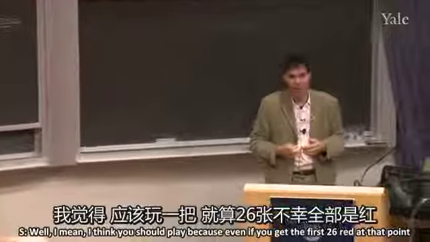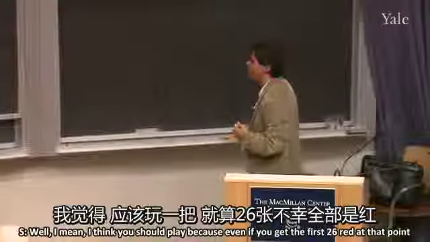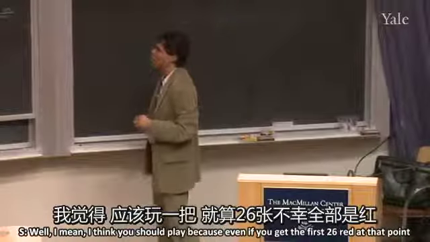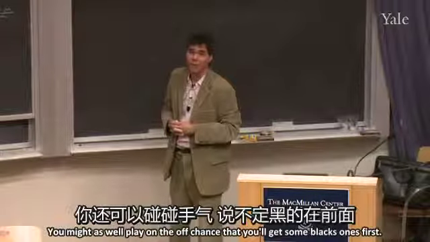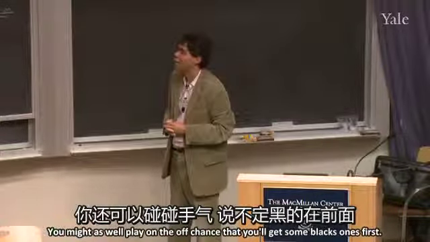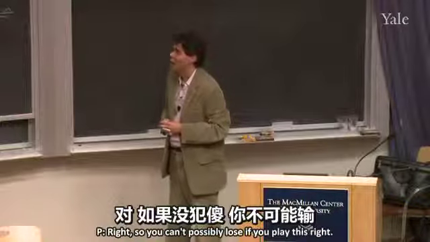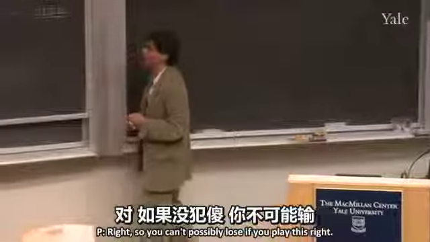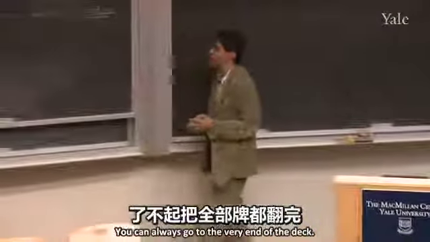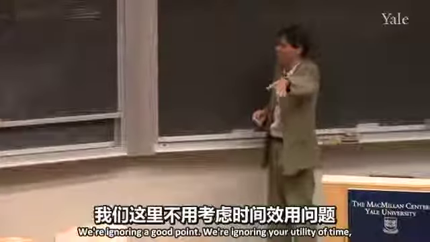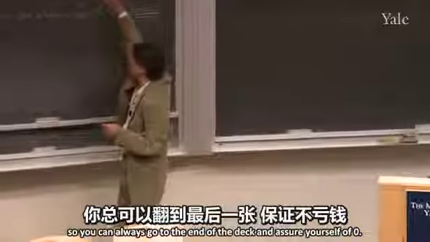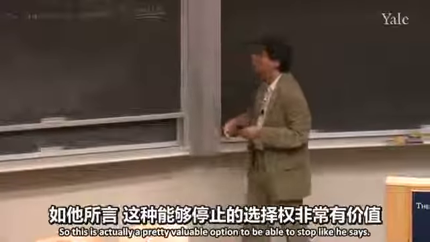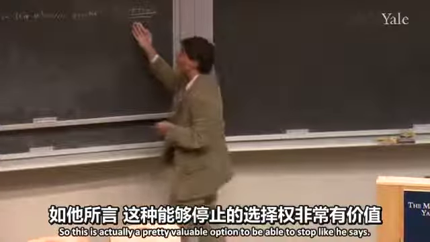Yes? I think you should play because even if you get the first 26 red, you might at that point just go to the end and you haven't lost anything except the time you spent playing the game. So you might as well play on the off chance that you'll get some black ones first. Right. So you can't possibly lose if you play this right. You can always go to the very end of the deck. We're ignoring your utility of time. So you can always go to the end of the deck and assure yourself of 0.